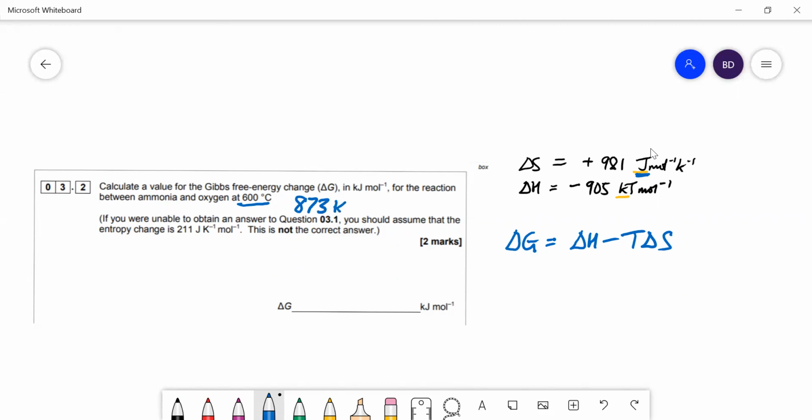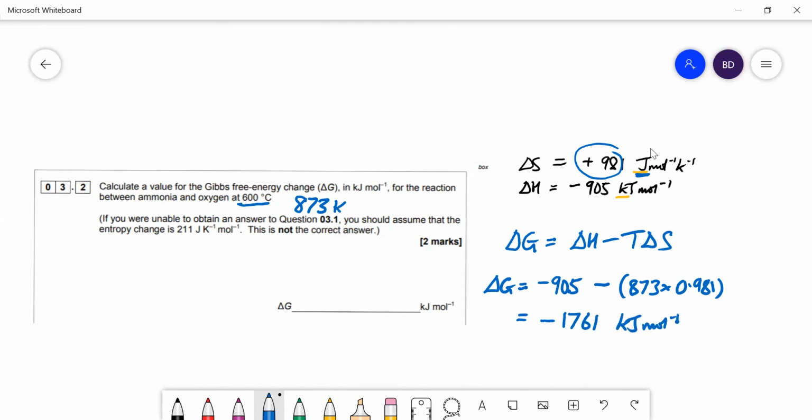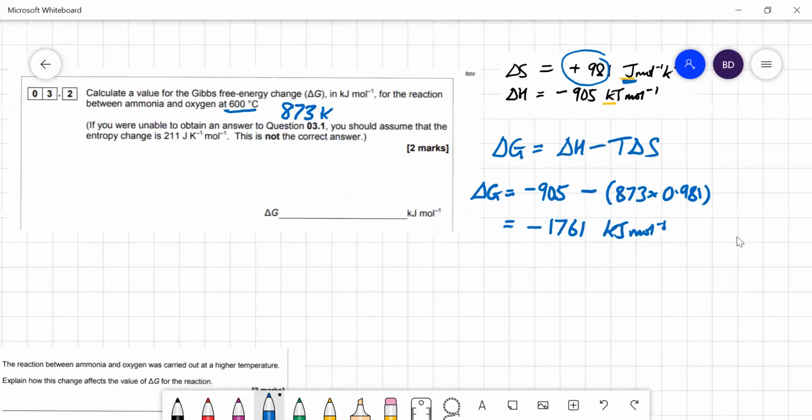All right, so let's put the numbers in there. Delta G is going to be negative, and that means the reaction is definitely going to be feasible. Delta G is equal to delta H, which is minus 905, minus 873 multiplied by, now we need to convert that into kilojoules, so that's 0.981. Do that, and we get a value for delta G equal to minus 1,761 kilojoules per mole. Very negative, so it's definitely going to be a feasible reaction at that temperature.